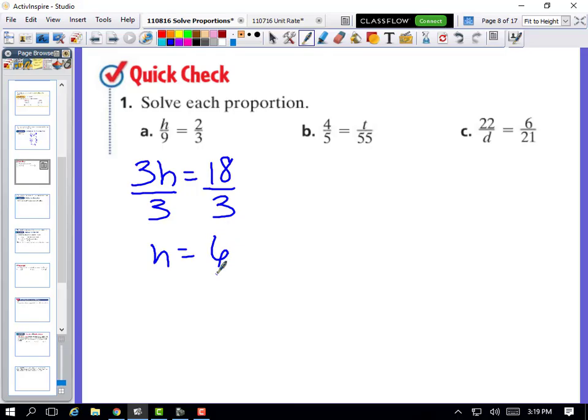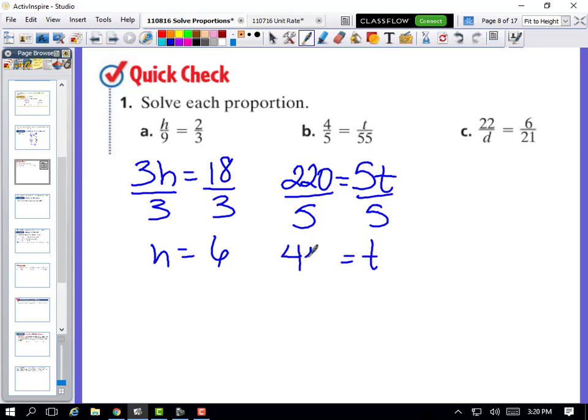Now the second one is a little bit different because our letter is over here on the right-hand side. So when we multiply these together, it's a little uncomfortable sometimes because when I multiply the 4 and the 55, it normally goes here on the left-hand side of the equal sign. So we end up with 220, which is 55 times 4, equals 5 times t, which is 5t. We divide both sides by 5, and we end up with t equaling, I believe it's 44.